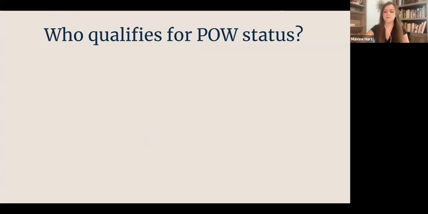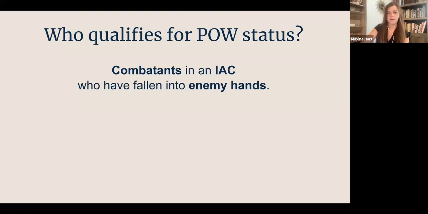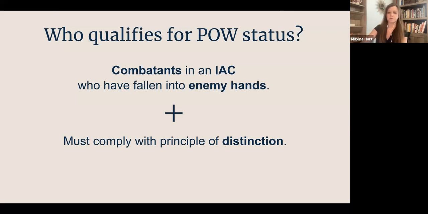So who qualifies for POW status under the Third Geneva Convention? There are two parts to this definition. They must be a combatant in an international armed conflict who has fallen into enemy hands. And they must comply with the principle of distinction, which means that they must distinguish themselves from the civilian population. And that has to be done during an attack or during a military operation preparatory to an attack. If they fail to comply with distinction, they lose their right to POW status. Usually that's through a clearly visible item of clothing, often a uniform. And then in exceptional cases, irregular forces can comply with distinction by carrying their arms openly.